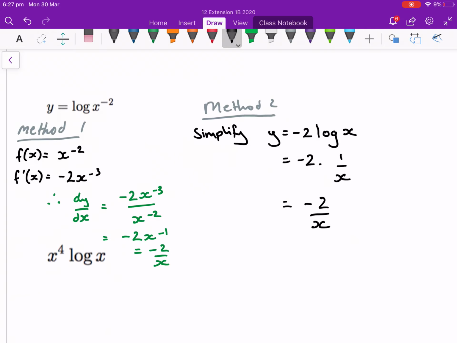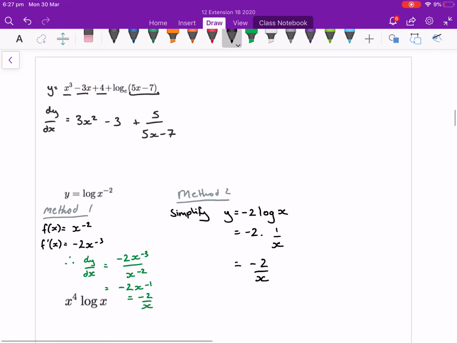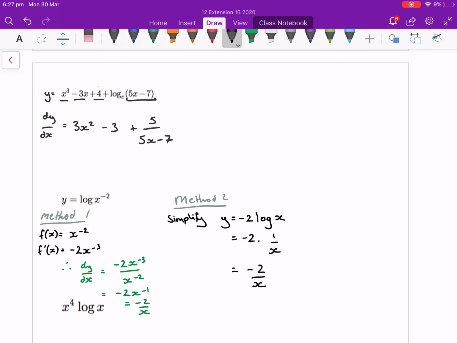Notice that both of our answers are exactly the same. Okay. I'm just going to stop that there, and then we'll look at the product and the quotient rule separately.